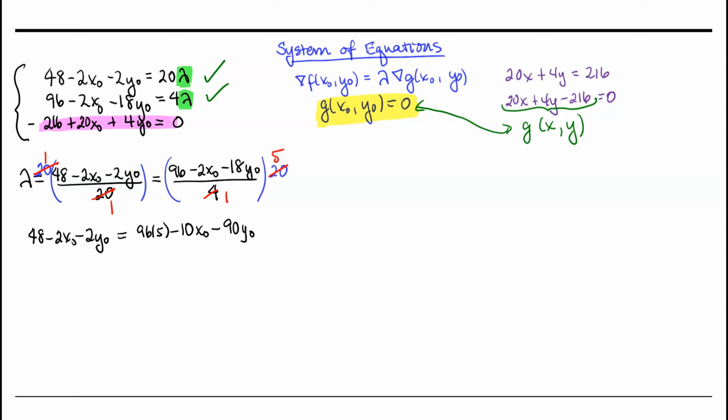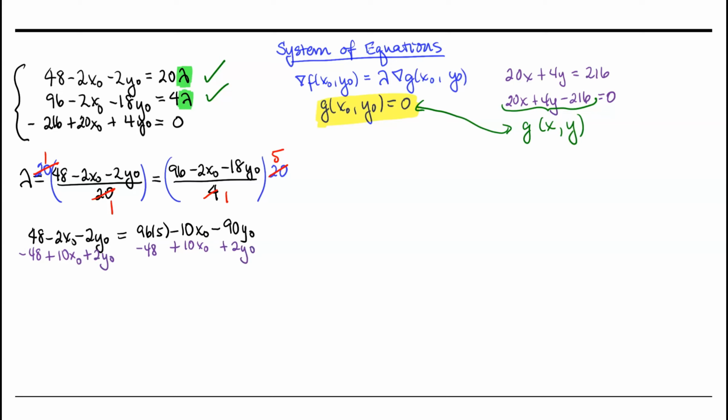So what we're going to do is solve this new equation we created for one of the variables. I'm going to choose x naught and use that in our constraint equation. So let's see how that would work. I'm going to add 10x naught to both sides of the equation because I'm solving for x naught. I'm going to subtract 48 from both sides of the equation, and I'm going to add 2y naught to both sides of my equation.